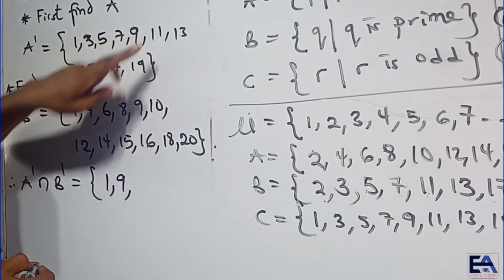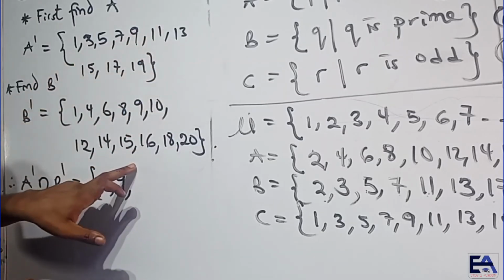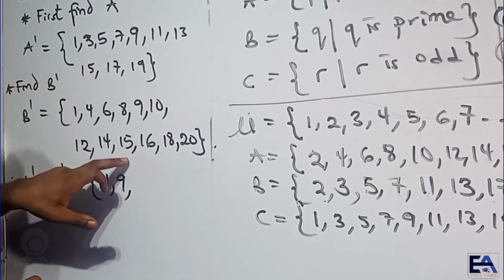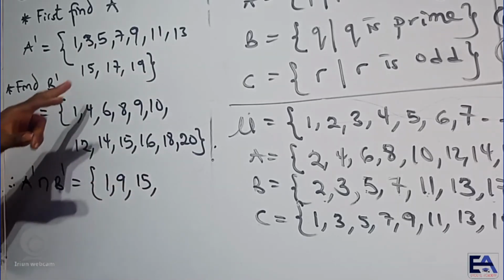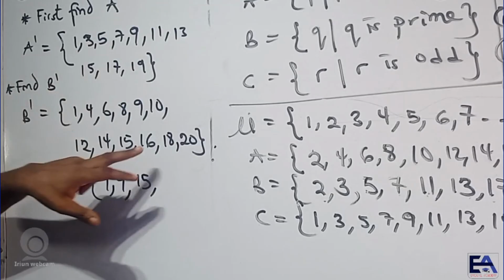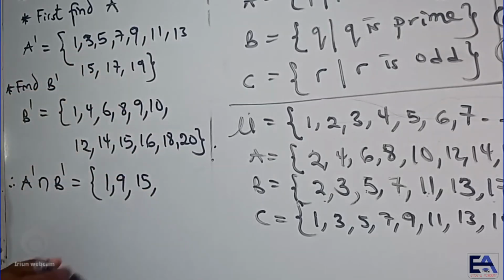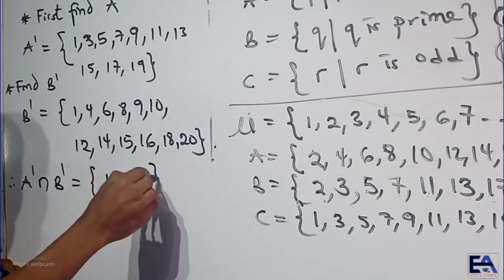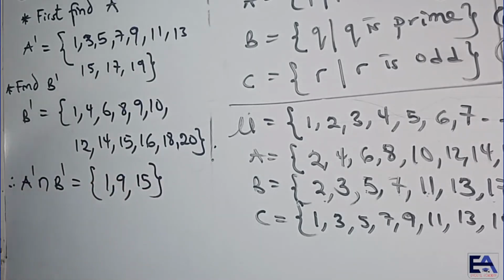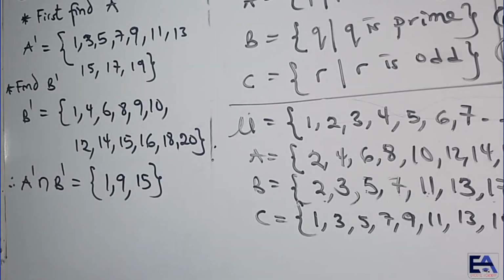11 is here, 11 is not here. 13 is here, 13 is not here. 15 is here, 15 is also here, so we have 15. 17 is here, 17 is not here. 19 is here, and 19 is not here. So A complement intersection B complement is 1, 9, and 15. That is all.